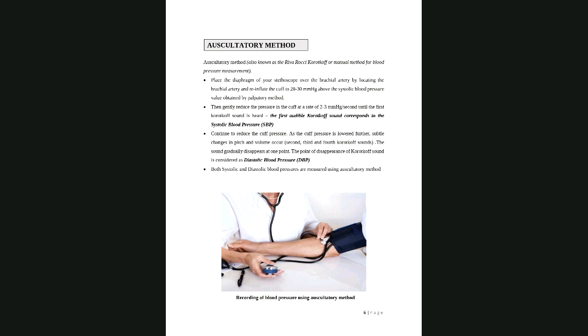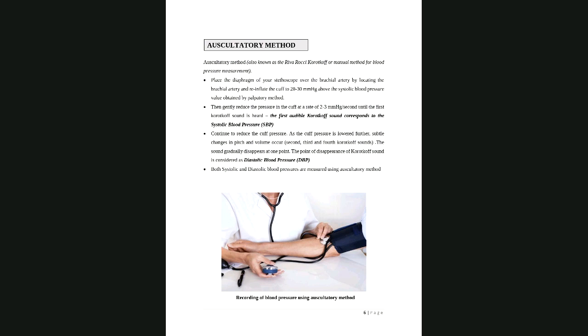Now in this particular method, again, you don't have to remove the cuff because the cuff is already tied. You already know the systolic blood pressure value from the palpatory method, right? Suppose the patient's recorded systolic blood pressure is 100. Now what you will be doing is increasing the pressure to 20 to 30 millimeters above this value. That means if the systolic blood pressure is 100, you will be raising the pressure to 130 millimeters of mercury. So that is how this will be done.